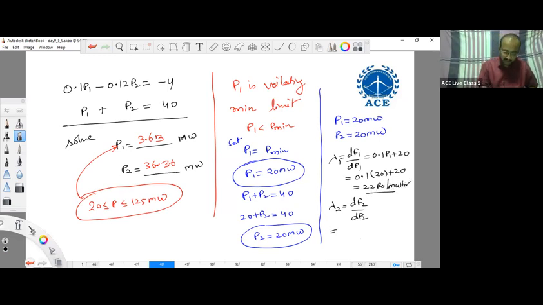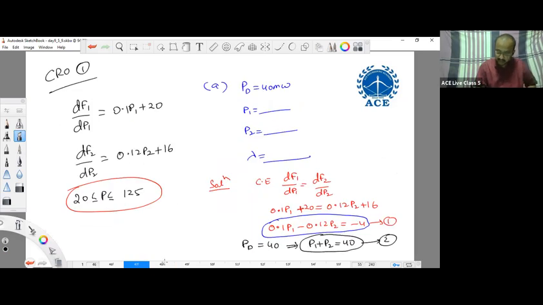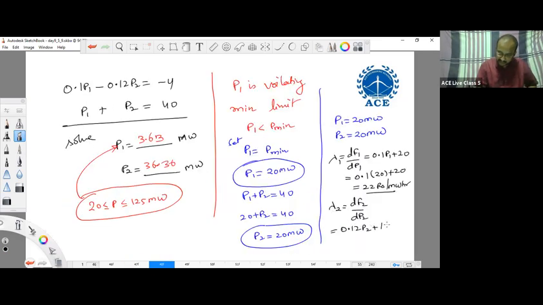What about lambda 2, df2 by dp2? 0.12 p2 plus 16. That is 0.12 into p2, which is also 20, plus 16. If you simplify, how much do you get? Post the answer. Lambda 2 value is 18.4 rupees per megawatt hour.